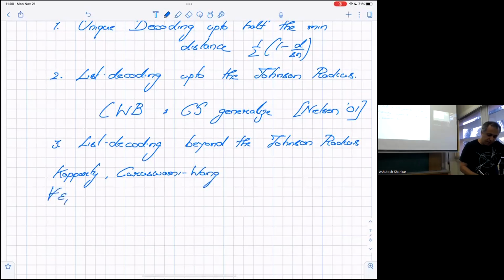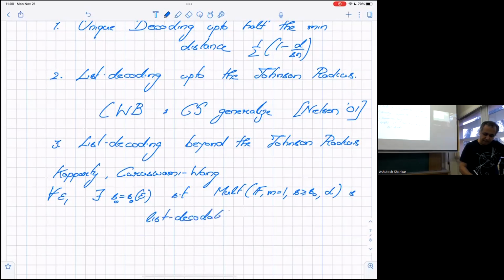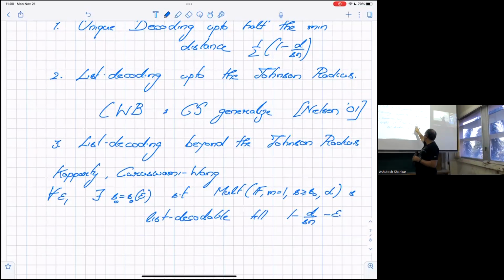For all epsilon, there exists an S, which is S epsilon, such that multiplicity codes with parameters F, this is m equals 1, s being anything larger than S naught, are list decodable up to 1 minus R minus epsilon. Up to that rate, basically, you can go all the way. That's what you get.